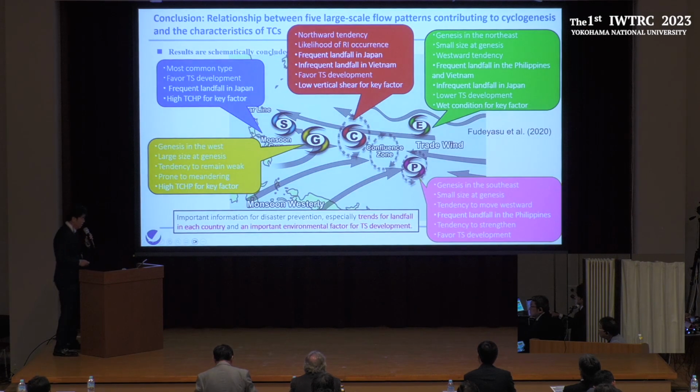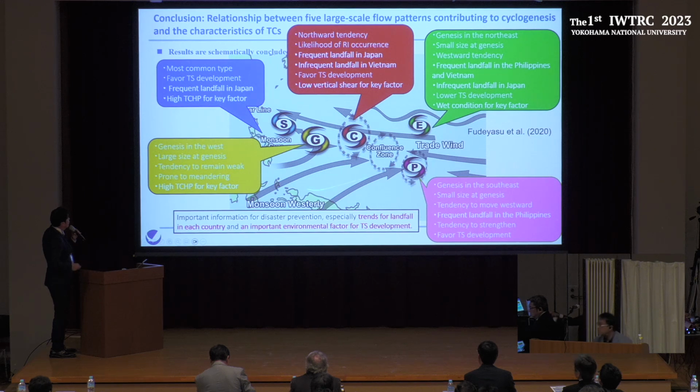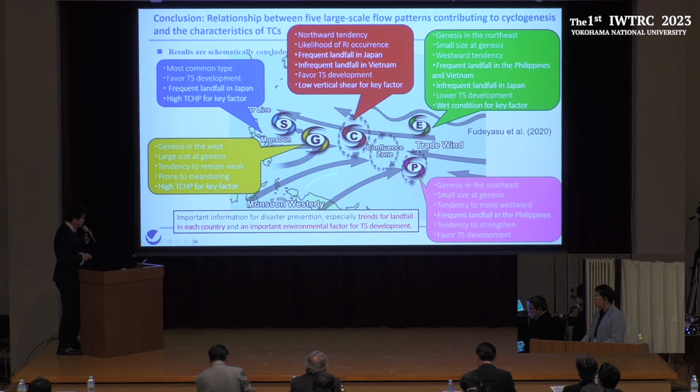Okay, so the conclusion. Our results are schematically summarized here. We statistically investigated the relationship between the 5 large-scale flow patterns contributing to cyclogenesis and the characteristics of tropical cyclones. Our results provide important information for disaster prevention, especially the trends for landfall in each country, and the important factors for TS development.